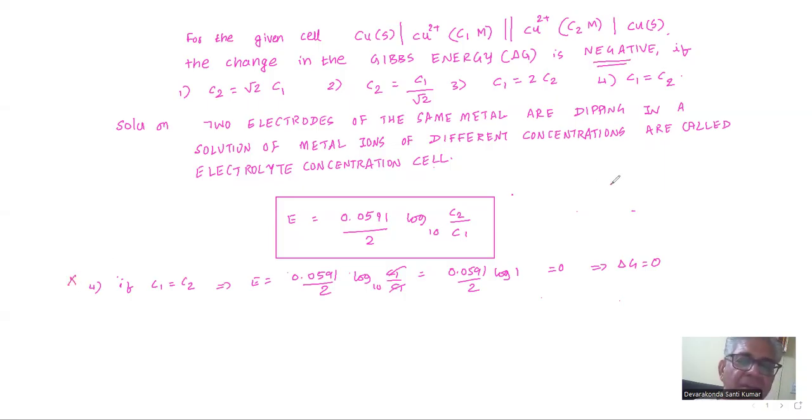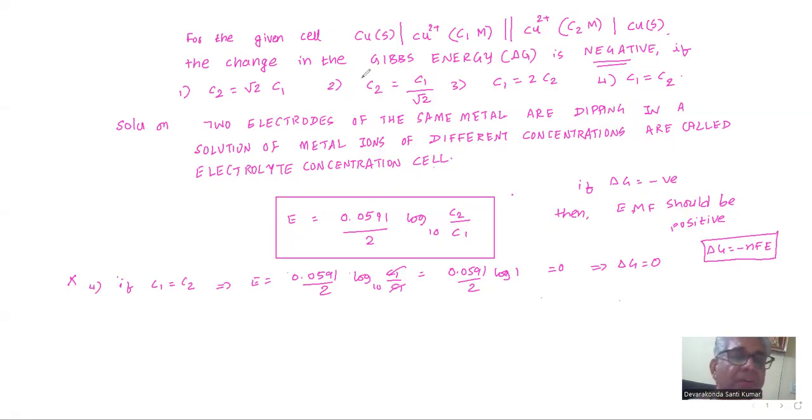So the concept is if delta G is negative, then EMF should be positive. Because we have the formula delta G is equal to minus nFE. So if the EMF is positive, then only delta G is negative. So therefore, what we have to do is check in which option E is positive. So in the fourth option, delta G is equal to 0. Let us go to the third option.